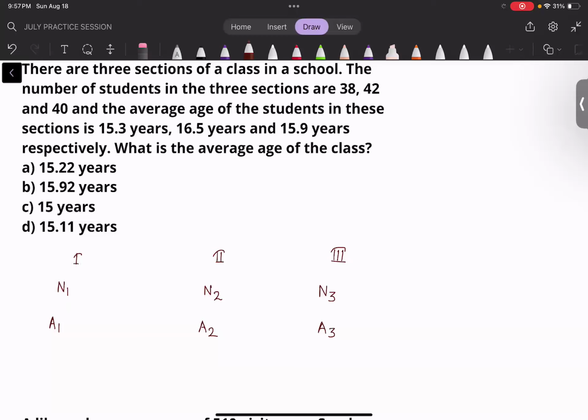Okay, so let's write the values. 38, 42, 40. And average is 15.3, 16.5, and 15.9.